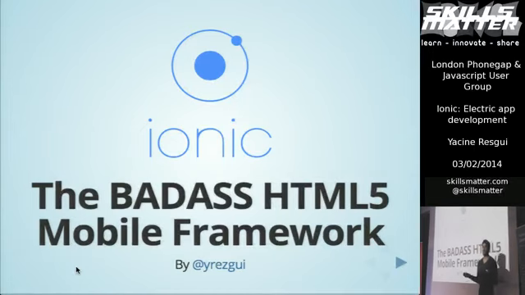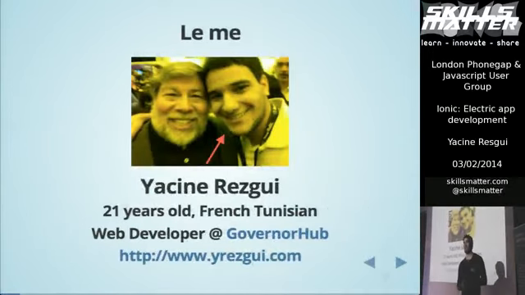So, well, at first I will present myself. My name is Yassine Rezghi. I'm a French-Tunisian web developer who's working at Governor Hub. It's a startup based in Westminster, and we're basically providing private social networks for school governors. And yeah, this is me with Steve Van Dyke. And yeah, by the way, I'm 21 years old.